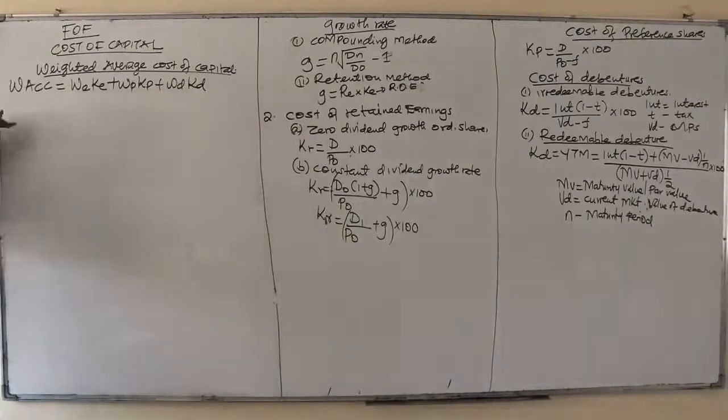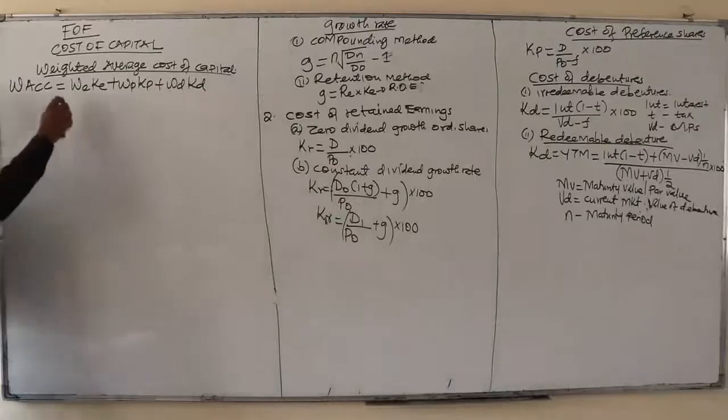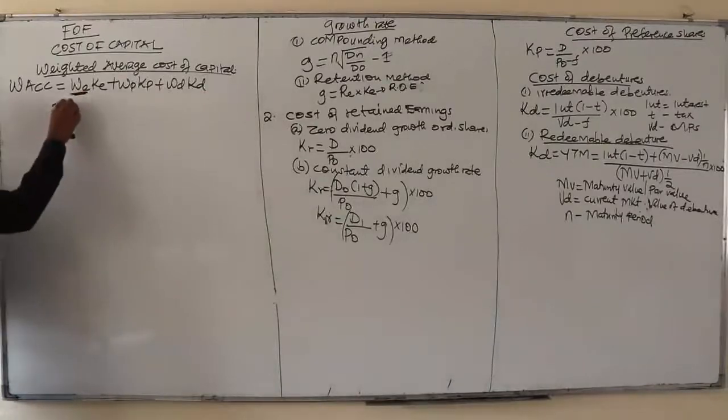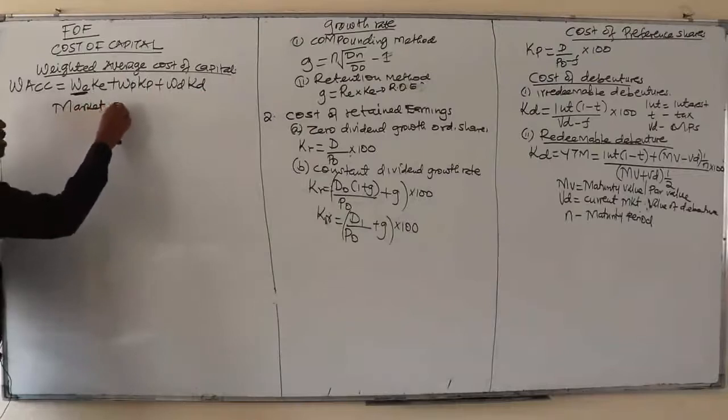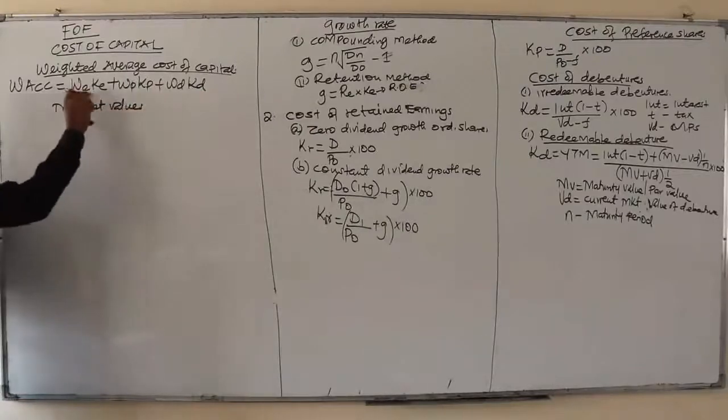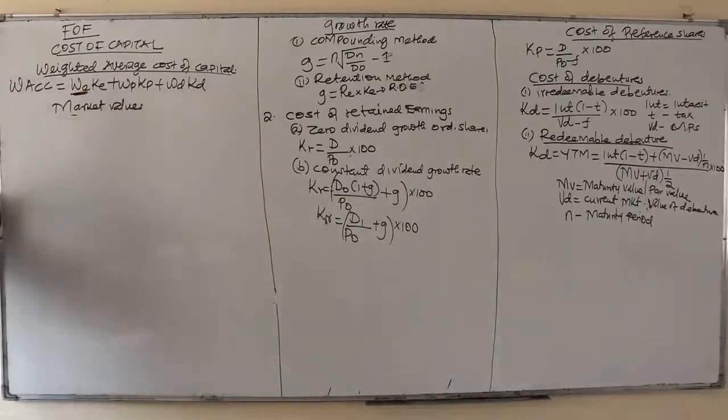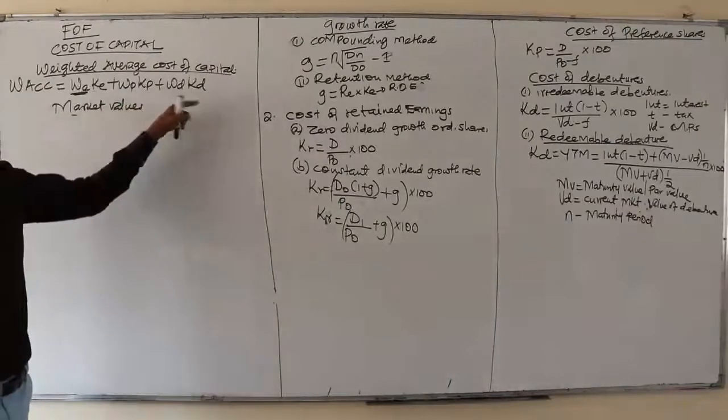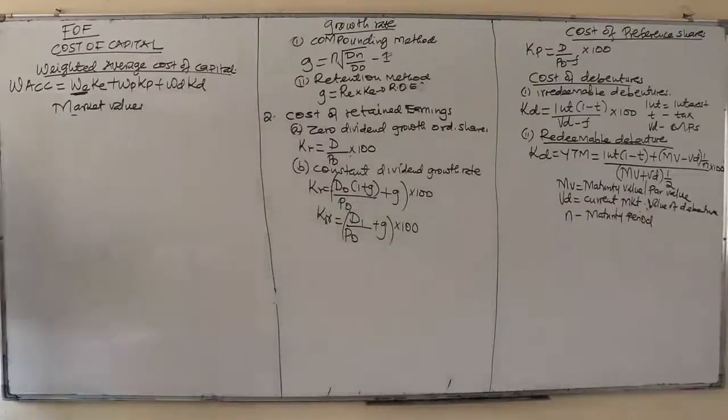In this case, we don't include the cost of retained earnings because when we are determining the weights, we normally use the market values, and they are assumed to be included in the weights of the equity. Therefore, we don't consider the weight of the retained earnings. We only consider the ordinary shares, preference shares, and the debentures.